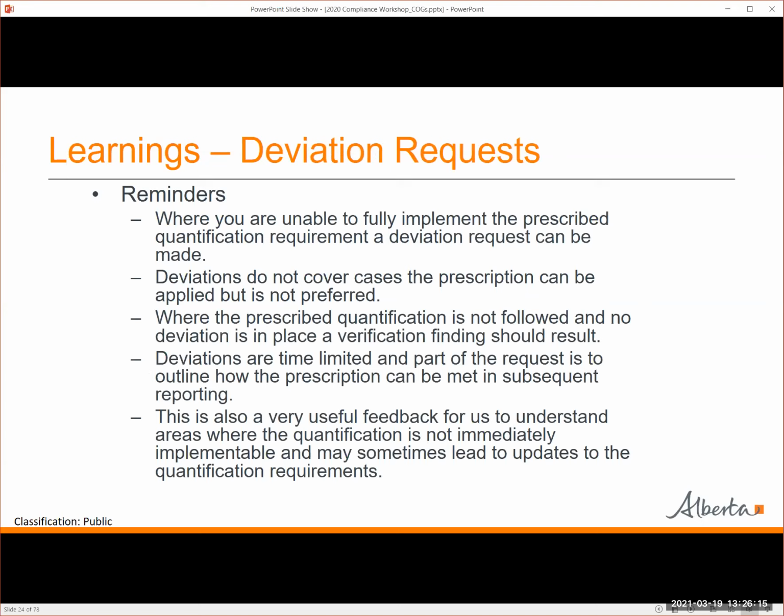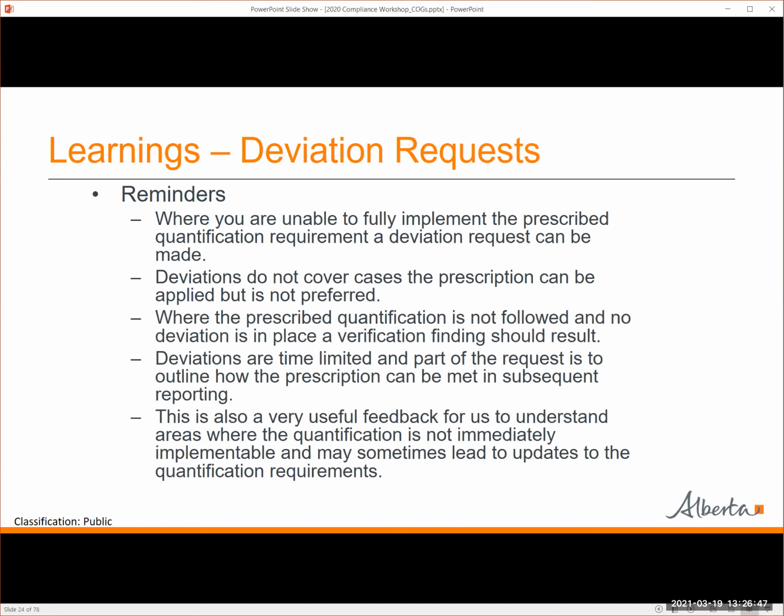Okay. I think as has been mentioned before, and as we'll go into some description of, deviation requests are available for cases where the quantification methodologies are unable to be followed. And so when you submit a request for a deviation, it's on the basis of being unable to follow the prescription rather than some other method being a preferred method.